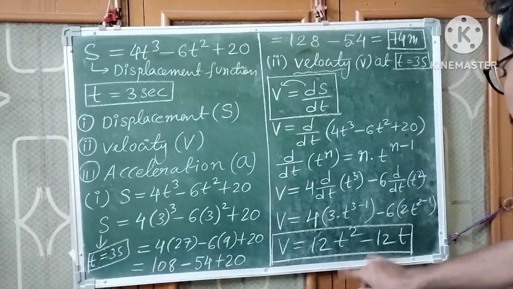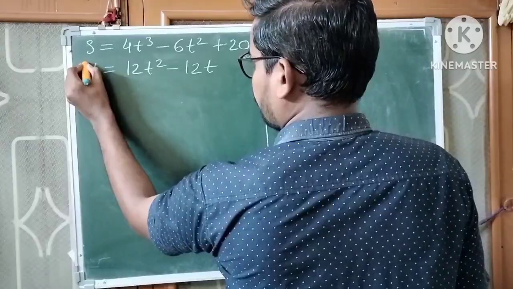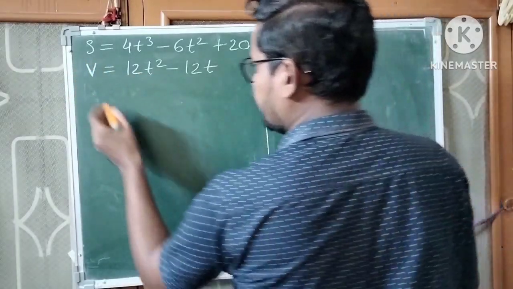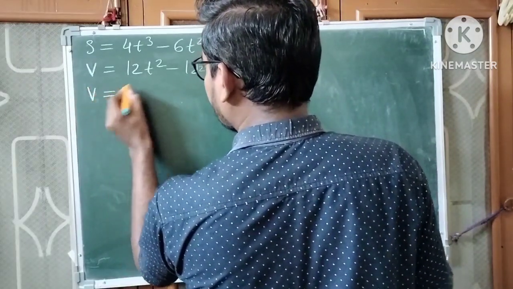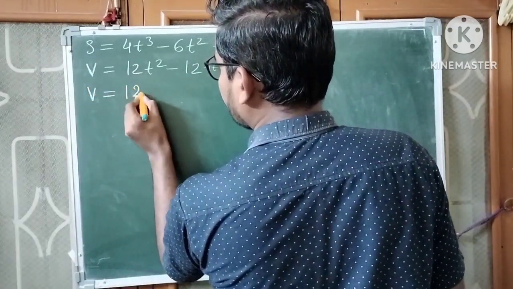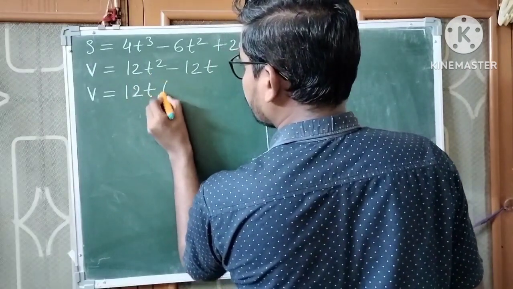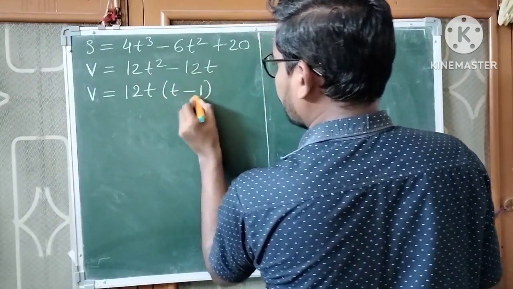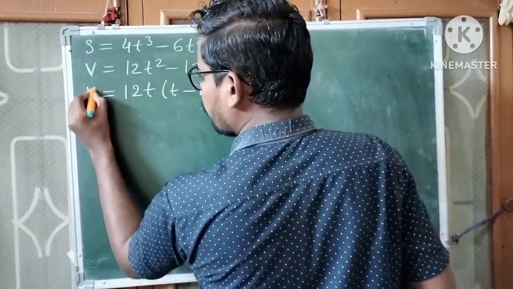Anyhow, here we can take 12t common. In the last step we got 12t square minus 12t. So the velocity function v is equal to, taking 12t common, 12t into (t minus 1).